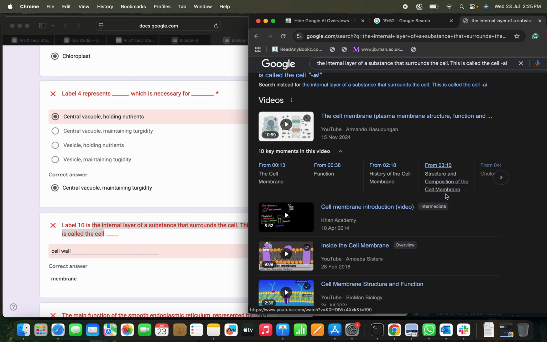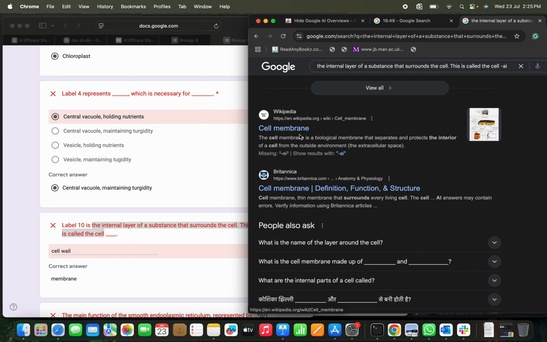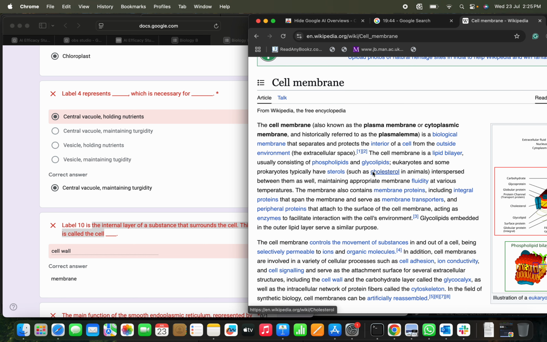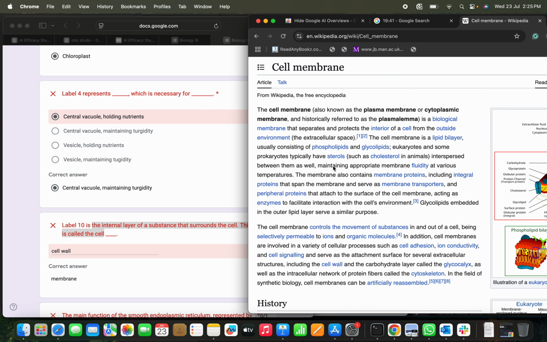The cell membrane. The cell membrane is a biological membrane that separates and protects the interior from the outside. It's a lipid bilayer consisting of phospholipids and glycolipids. Eukaryotes and prokaryotes typically have sterols, such as cholesterol in animals, interspersed between them, maintaining appropriate membrane fluidity. The membrane contains membrane proteins that span the membrane and serve as transporters.